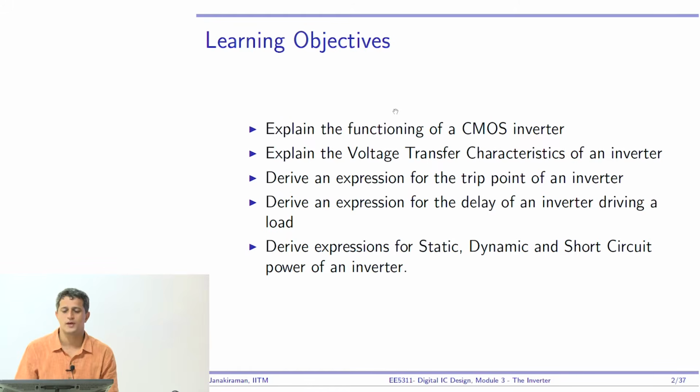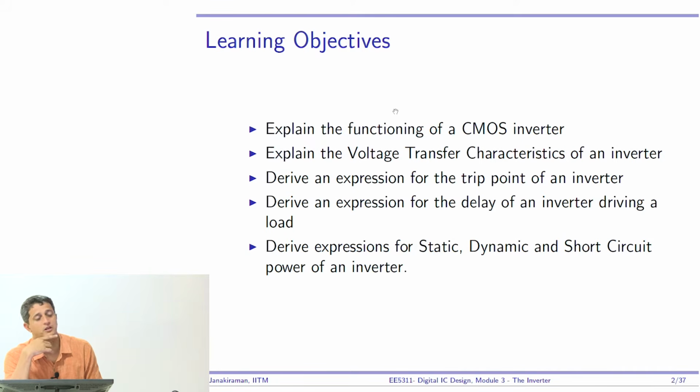So what are the learning objectives of this module, module 3, the inverter? You should be able to explain the functioning of a CMOS inverter, which means that if there is a transient input signal going from low to high or high to low, you should be able to tell me how the output signal of the inverter will go.